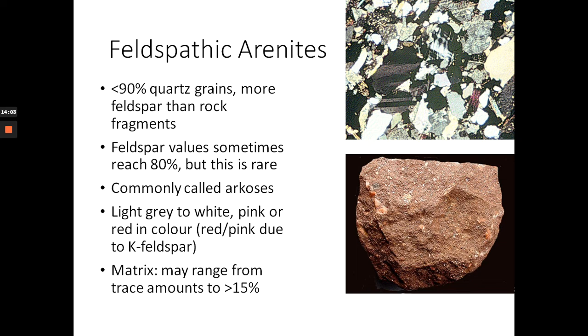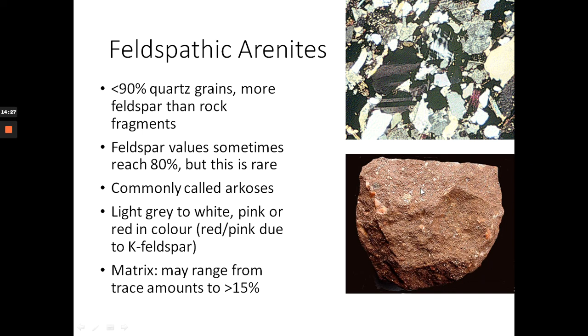Now, the feldspar-rich sandstones are called feldspathic arenites. They have less than 90% grains made up of quartz. You have more feldspar relative to rock fragments. Example of a hand specimen of a feldspathic arenite.